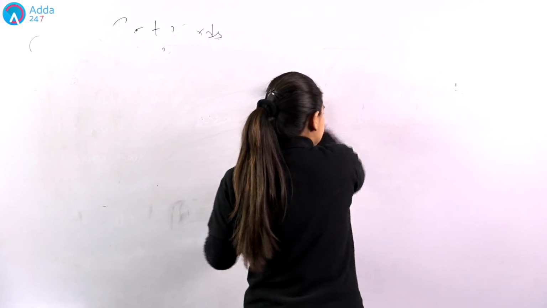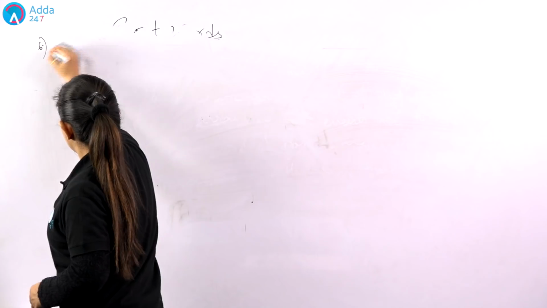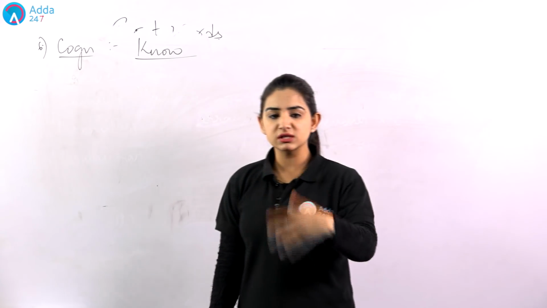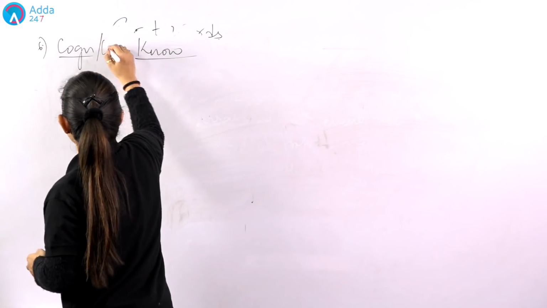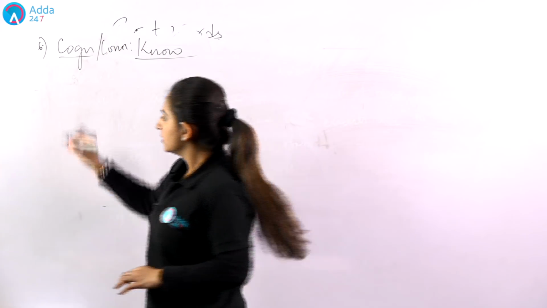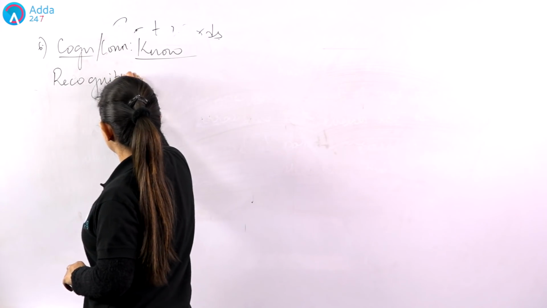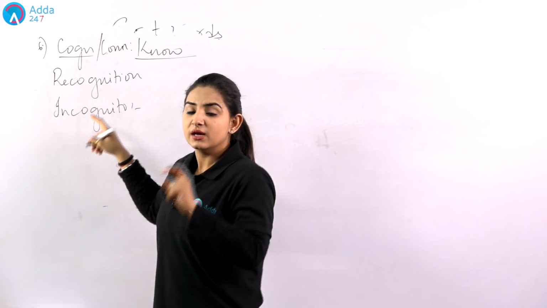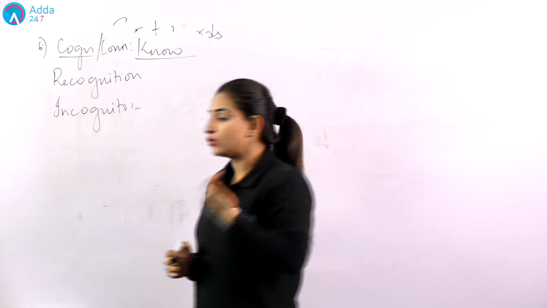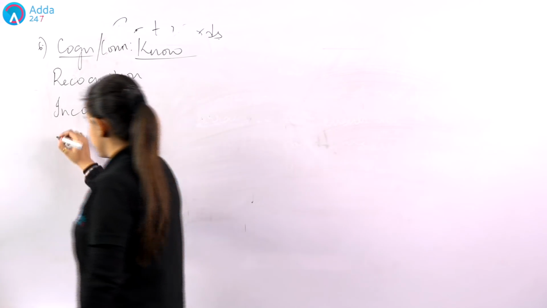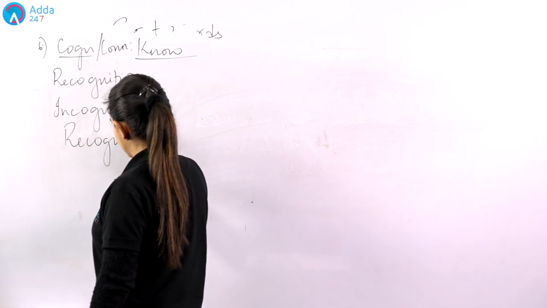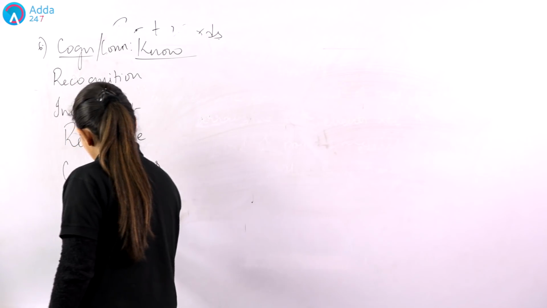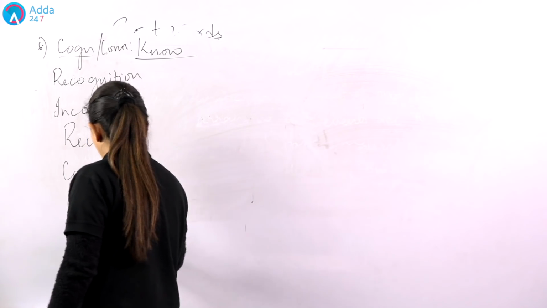The last root word for this session is COGN, cogn. Cogn means to know, to understand, to learn something. It can be cogn or it can be con as well, right? For example, we say recognition. We say incognito. You must be using this, isn't it? We generally use it through the internet, right? Incognito method or incognito mode of our internet. Then we have recognize. We have connoisseur. We have cognizant. So all the words have con or cogn in it, right?